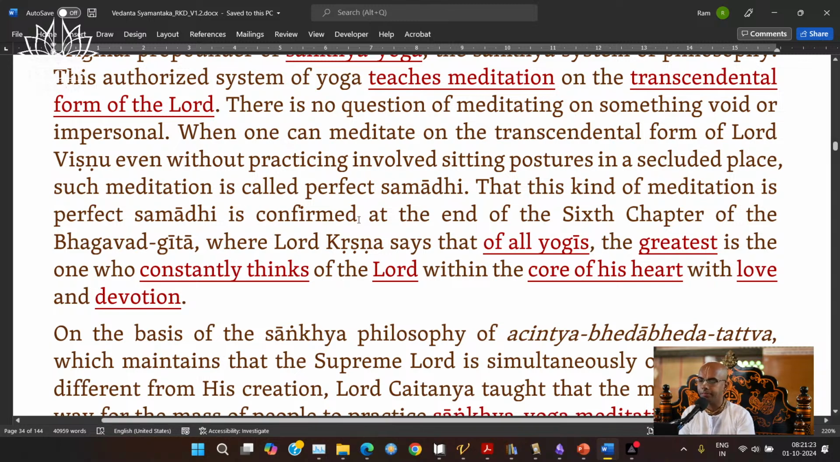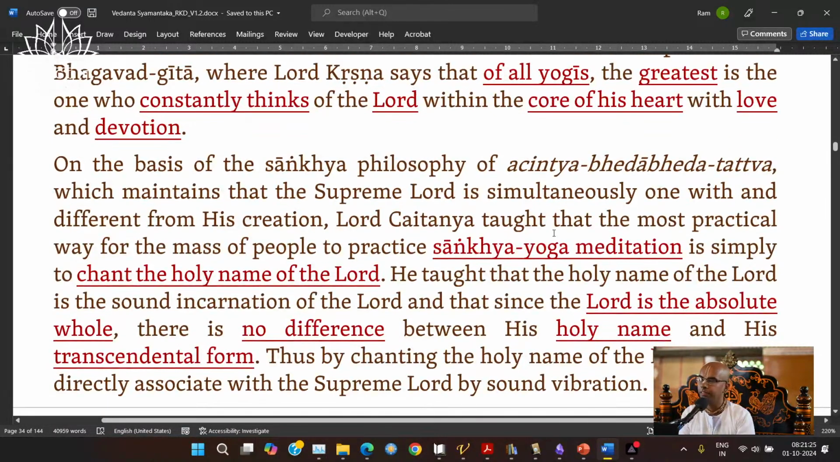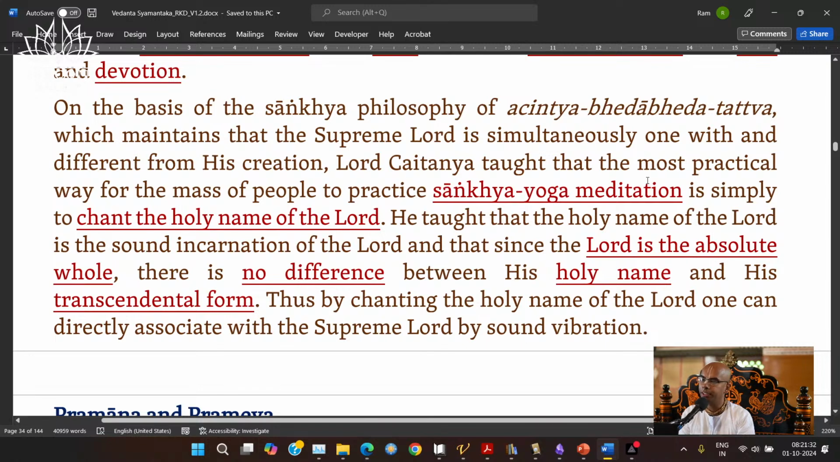On the basis of the Sankhya philosophy of Achintya Bheda Bheda Tattva, which maintains that the Supreme Lord is simultaneously one with and different from his creation, Lord Chaitanya taught that the most practical way for the mass of people to practice Sankhya Yoga meditation is simply to chant the holy name of the Lord. He taught that the holy name of the Lord is the sound incarnation of the Lord, and that since the Lord is the absolute whole, there is no difference between his holy name and his transcendental form. Thus, by chanting the holy name of the Lord, one can directly associate with the Supreme Lord by sound vibration.